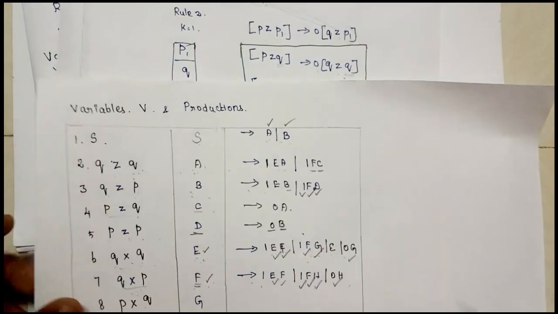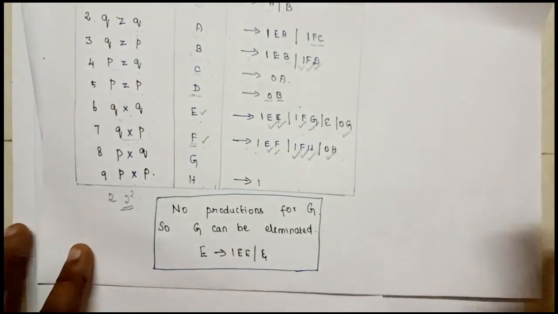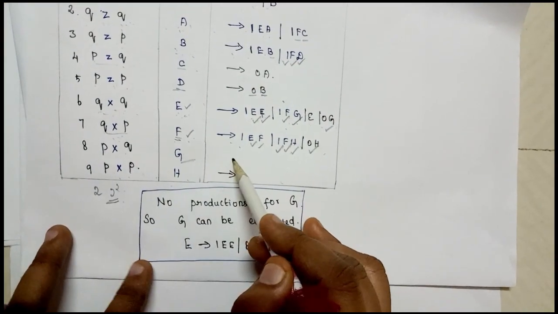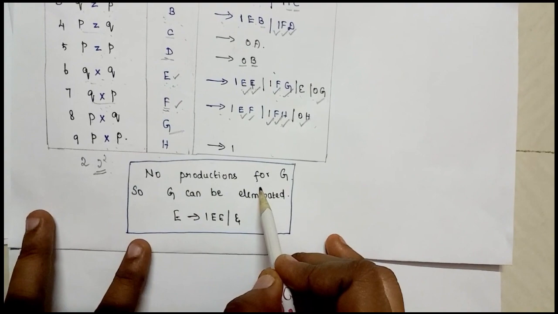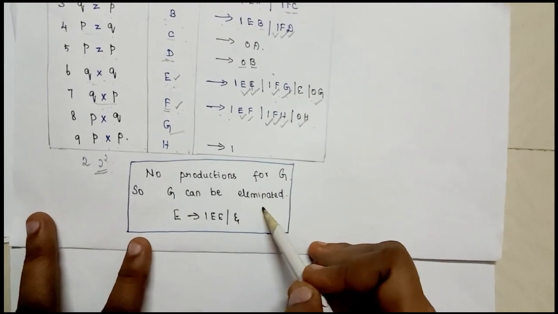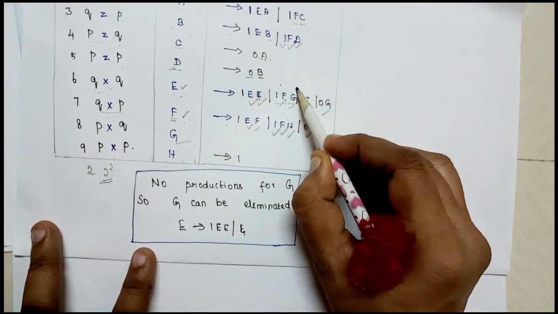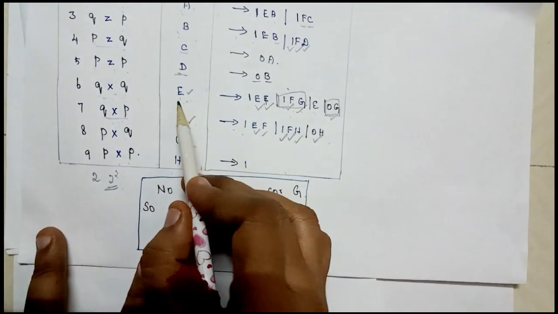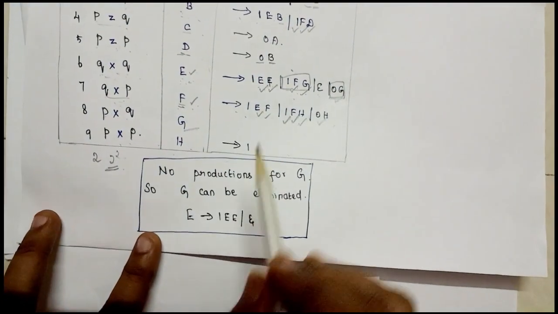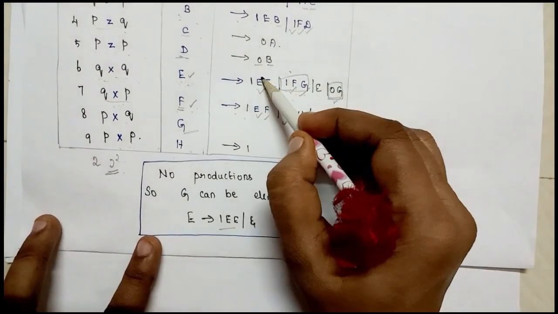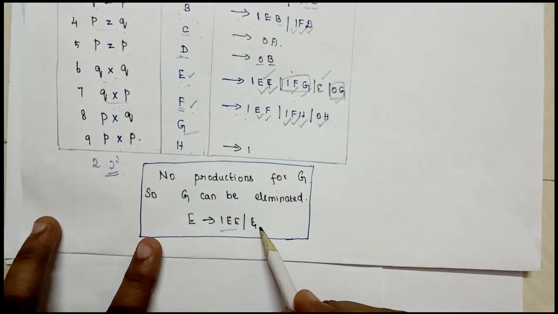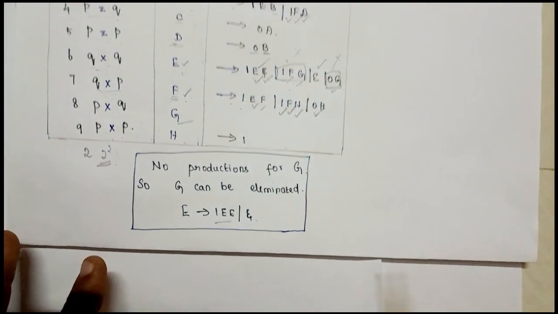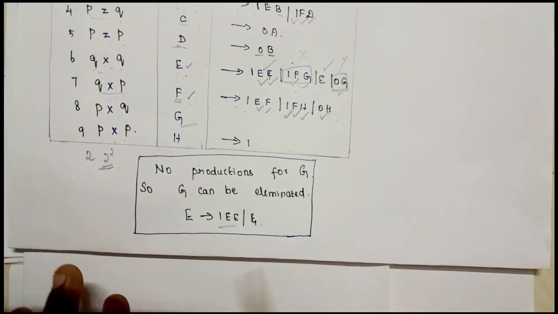Likewise, we take all the productions for all the symbols. Out of all these symbols, G has no productions. If you don't have any productions for a variable, we can eliminate that variable. So we are eliminating the variable G, which is present in these two productions. The productions for E can be minimized as E produces 1EE and the epsilon production alone. These two will be eliminated. We don't have G in any other productions. So this is all about conversion of PDA to CFG. Thank you.